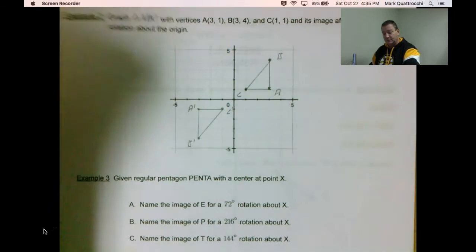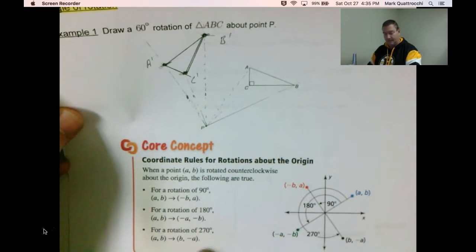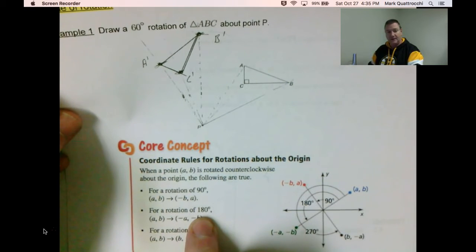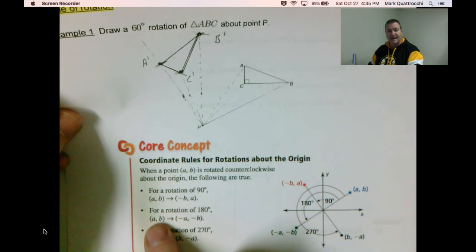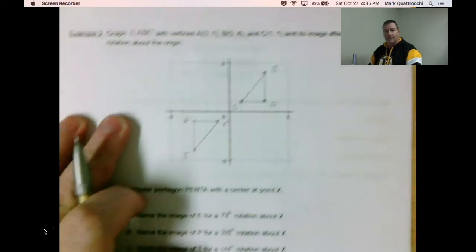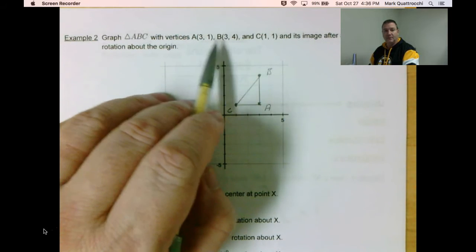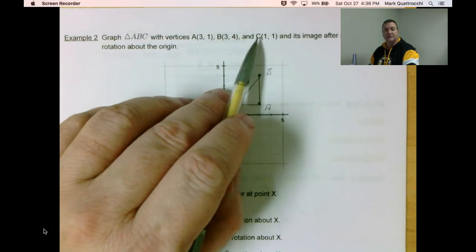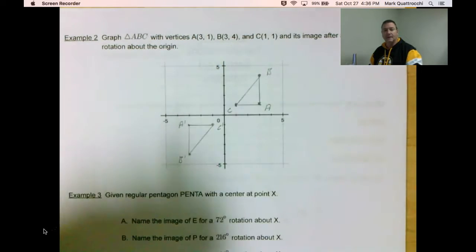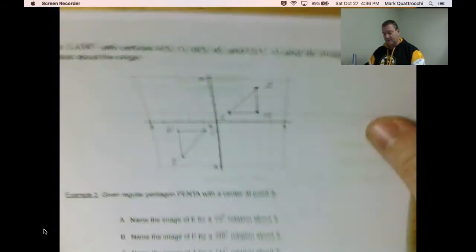Using the rules down here, if I'm doing a 180-degree rotation, you just negate the coordinates of each of the points. So A prime will be -3, -1, B prime will be -3, -4, C prime will be -1, -1, which is exactly what we have plotted here. Okay, example 3.